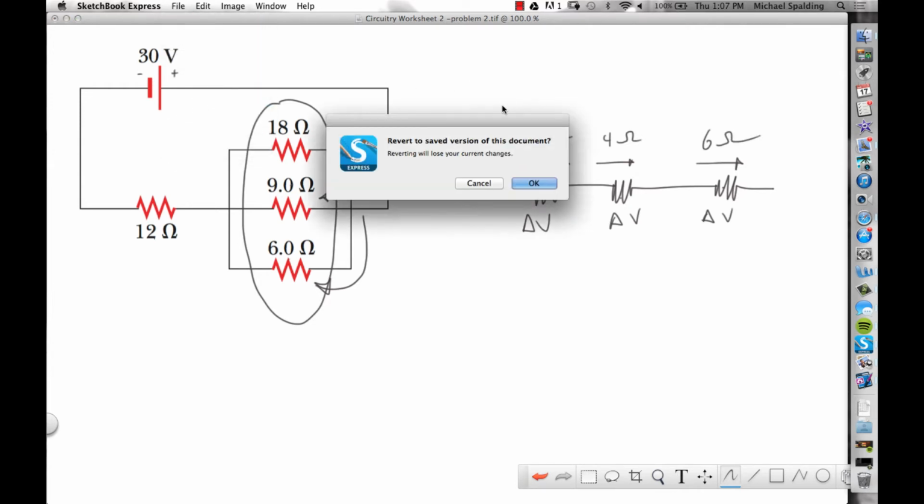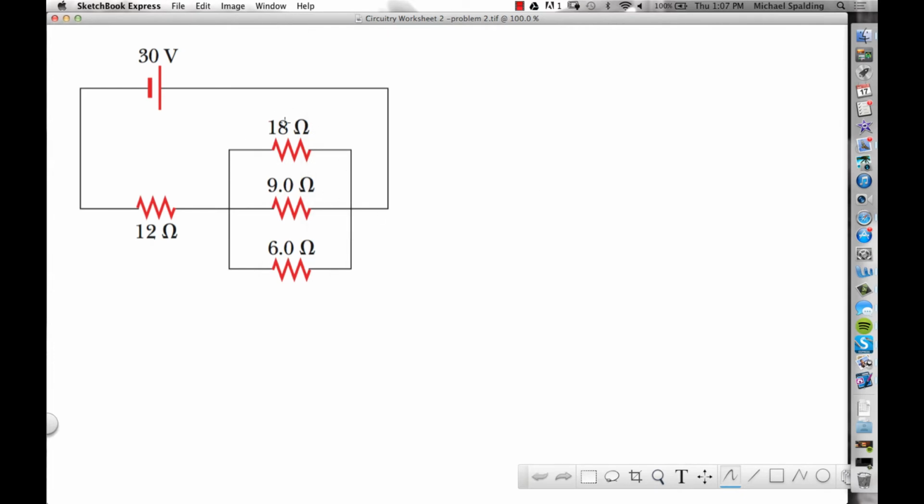So how do you simplify resistors in parallel? We're going to simplify these three into one. So you've got to do the 1 over equation. So here's what it's going to look like.